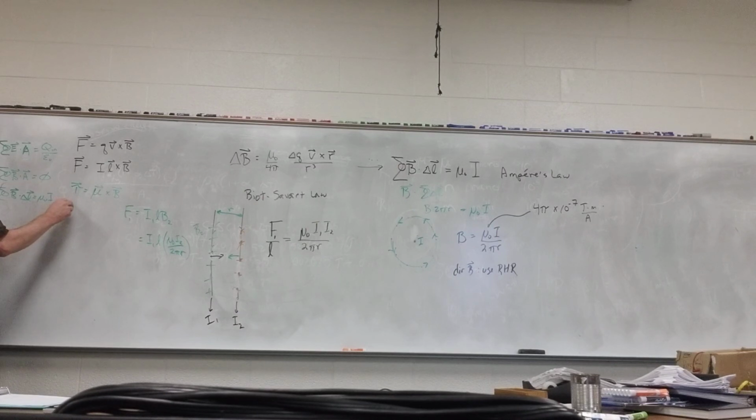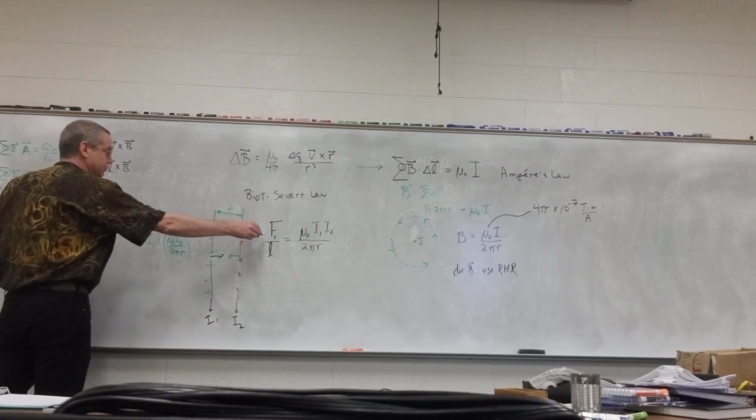Then we have the B dot delta L, this equation right here. And then specifically for a current carrying wire, magnetic field is equal to mu naught I over 2 pi R. That's the magnitude of it. And then this one.